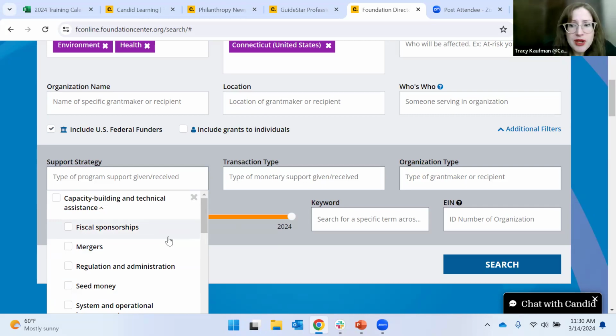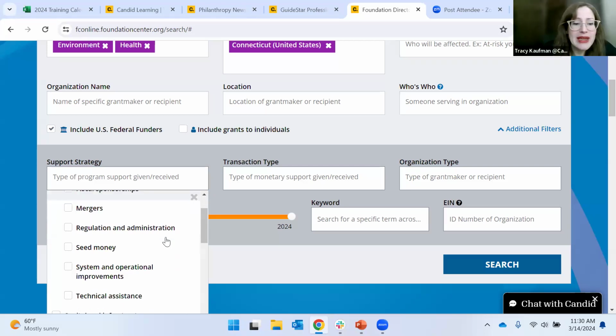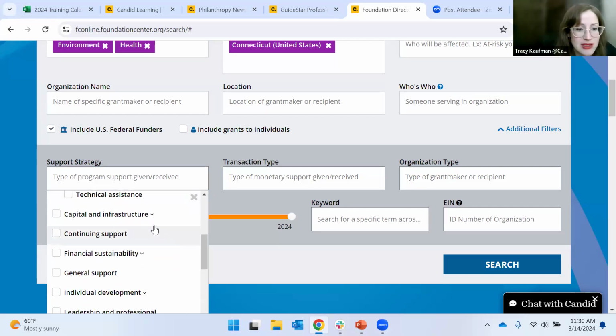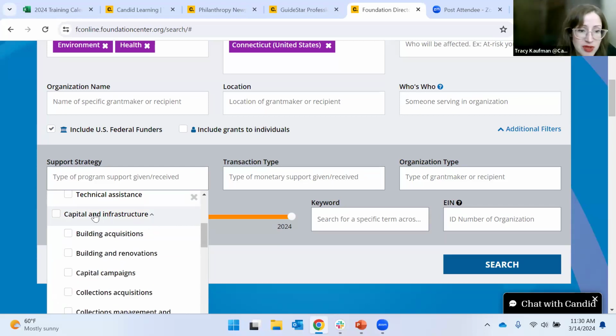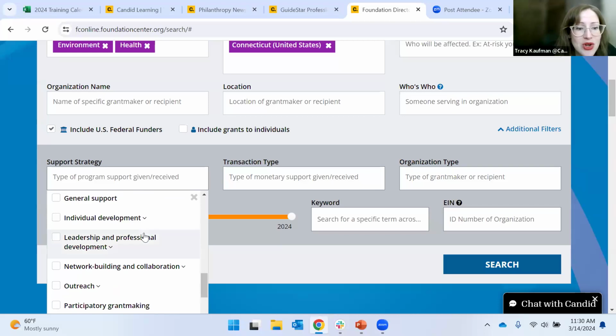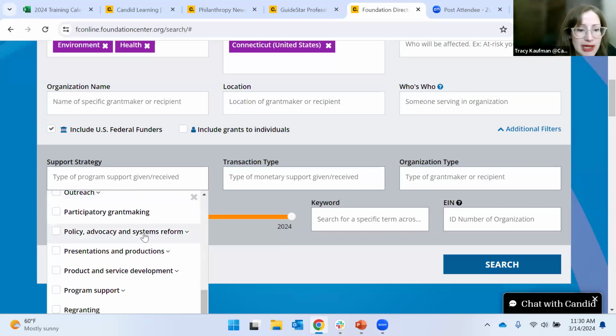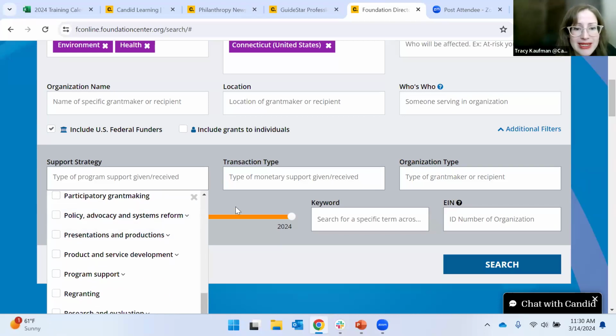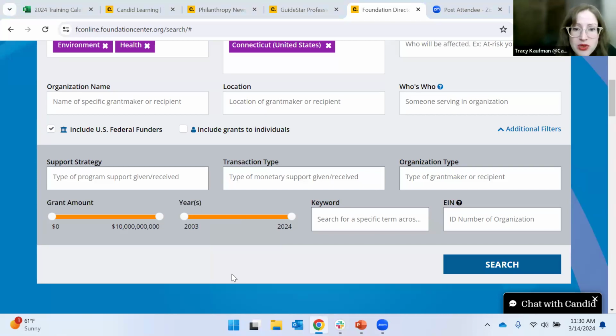Or if anyone is looking for funding for a capital campaign or building and renovations, things like that, maybe spend a little time under the capital and infrastructure area here. There's a lot of good stuff that you can play around with in here, and it can serve you well.